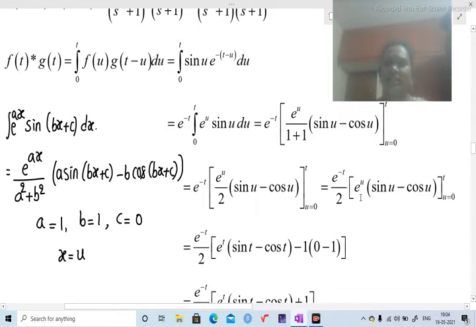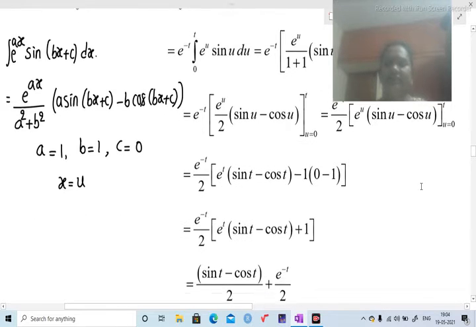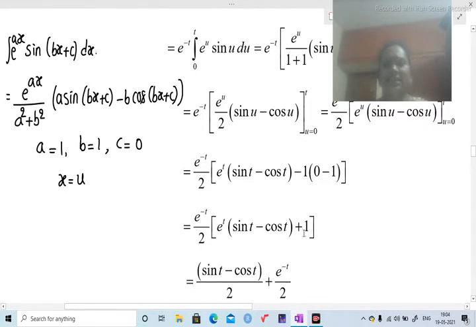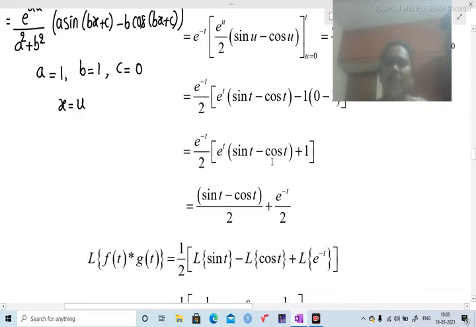First upper limit, that is e power t sin t minus cos t, minus lower limit e power 0 is 1, sin 0 is 0, minus cos 0 is 1. So minus 1 into minus 1 is plus 1. I am going to get this step. Observe e power minus t is there, e power t is there. Whenever bases are equal, add powers, then e power 0 is 1. That's why I am going to get 1 by 2 here, plus 1 into e power minus t by 2 is e power minus t by 2 itself.